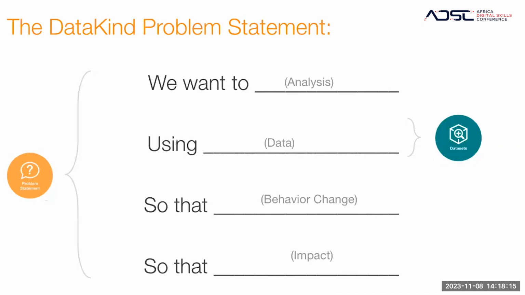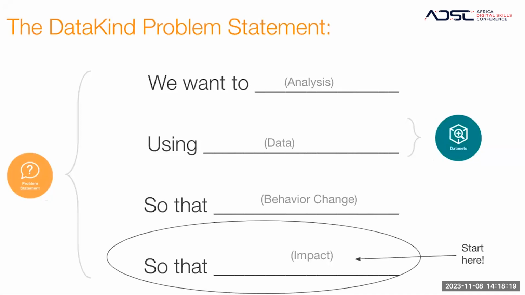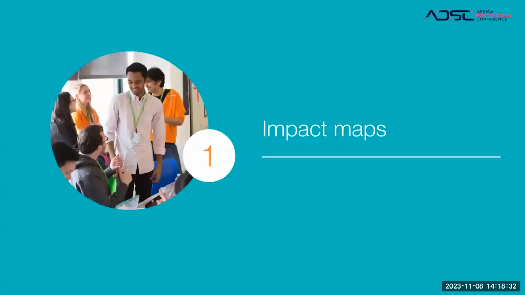So we'll spend most of our time today returning to this statement as we gradually fill it in. But be careful, we're not actually going to start at the top. We're going to start at the end with the impact that you're trying to achieve. So this is how we ensure we're addressing wicked problems and truly making an impact. And this brings us to our first consideration in scoping a data for good problem.